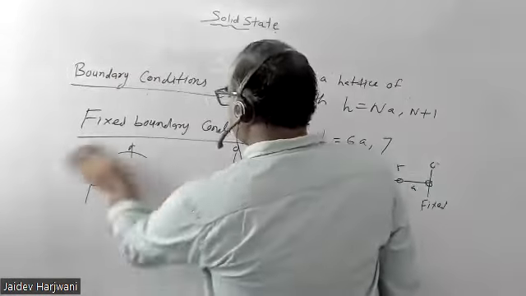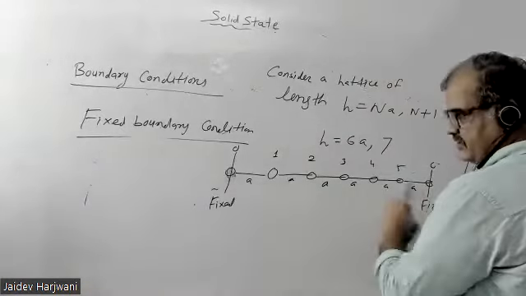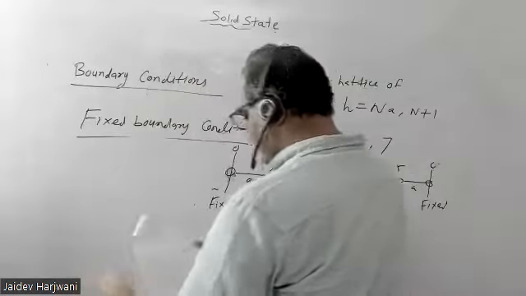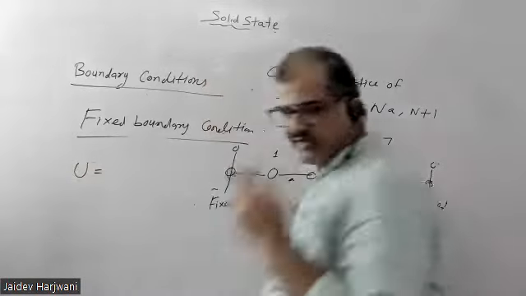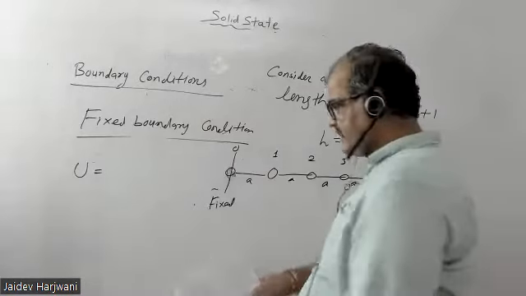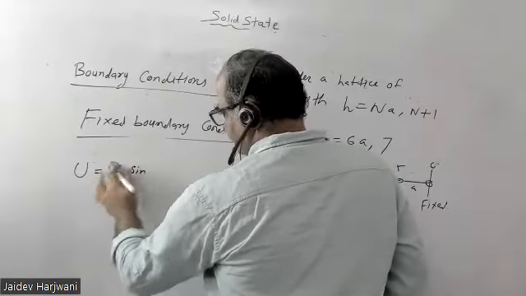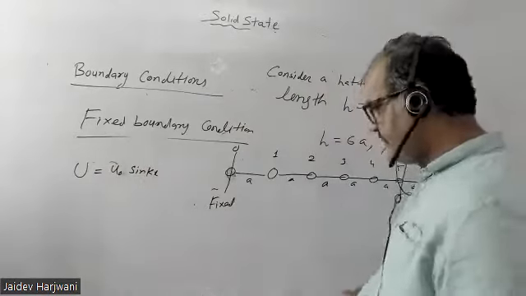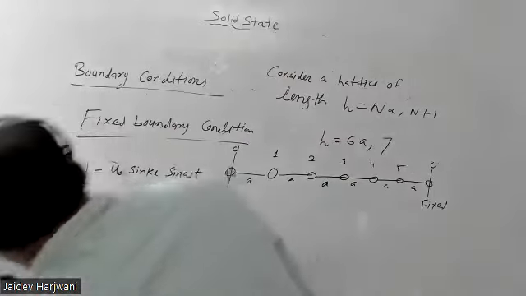Okay, so when the end points are fixed, you get standing waves. Now for standing waves, what can you write? What is the equation for standing waves? Can anyone tell? y is equal to y naught sine kx sine omega t, isn't it? This is the standing wave solution.